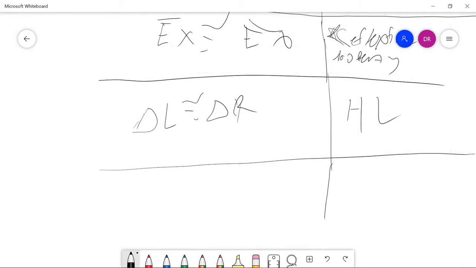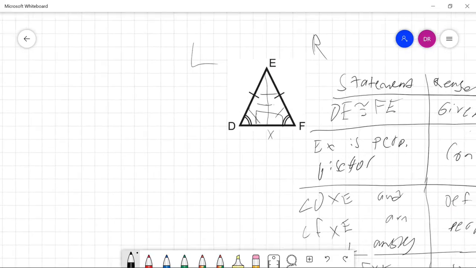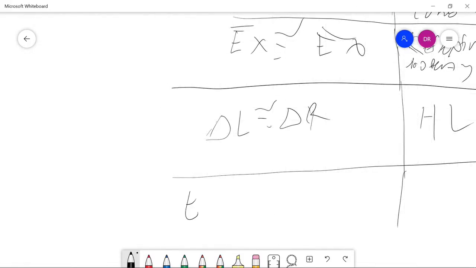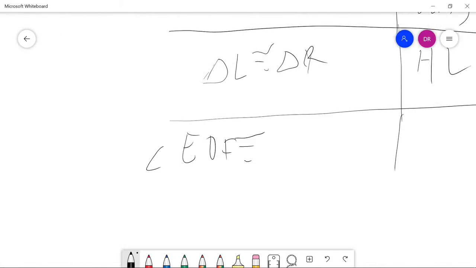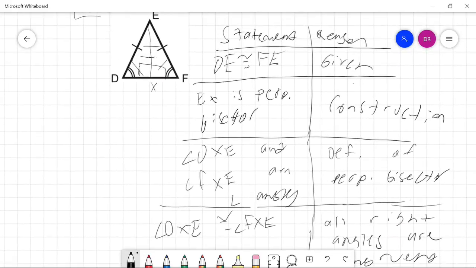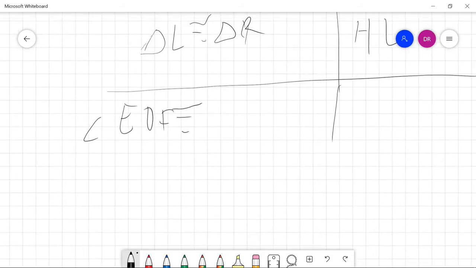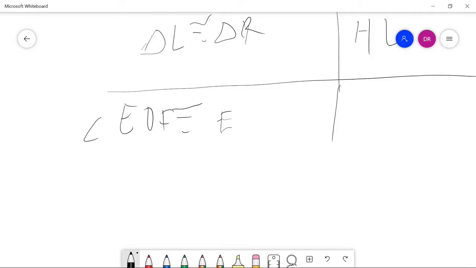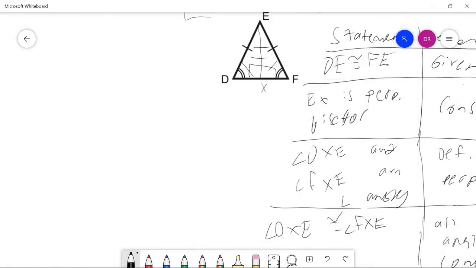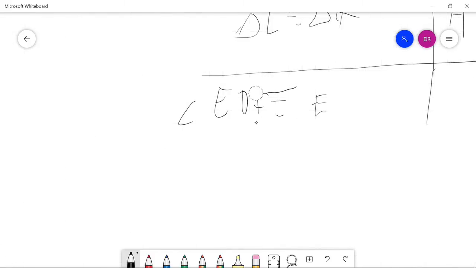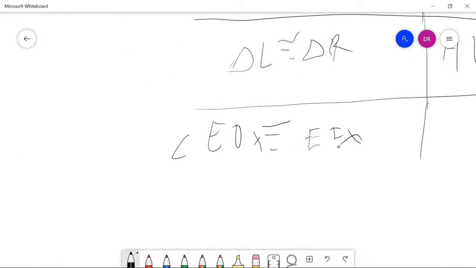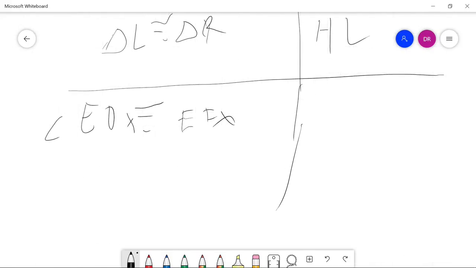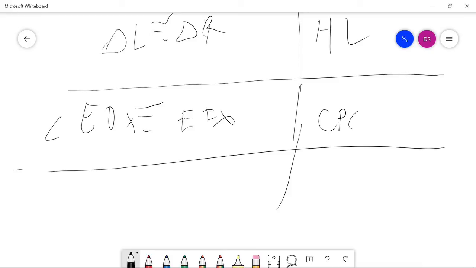Now we can say that angle EDX is congruent to angle EFX. And that's what we are trying to prove. And the reasoning behind this would be CPCTC: corresponding parts of congruent triangles are congruent.